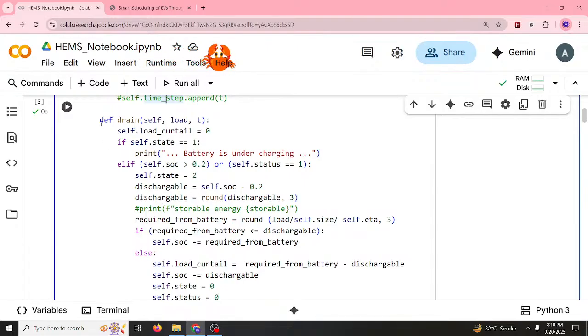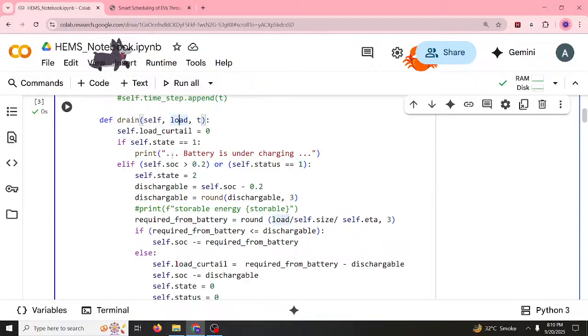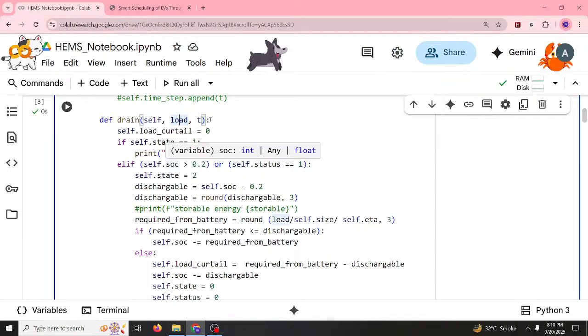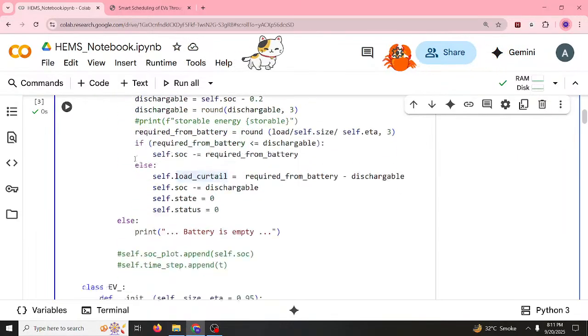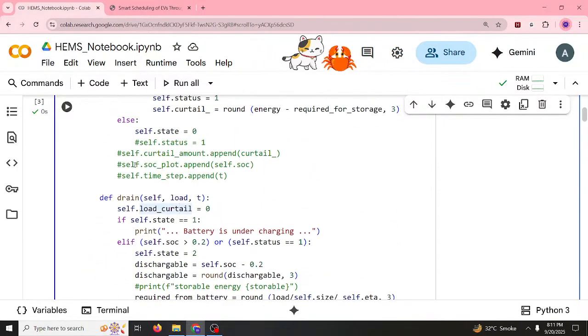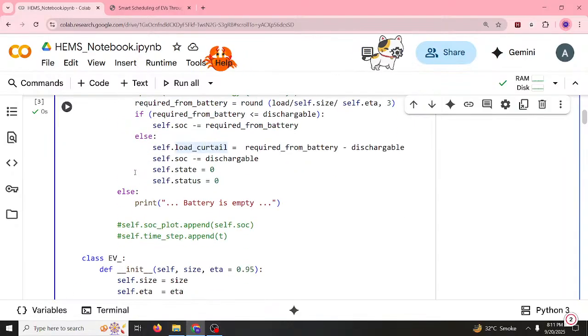So let's say we have to drain some amount of load. It is also energy, but when we drain we call it load, and when we charge we call it energy. For the sake of convenience, you can call it energy or load, it's up to you. So reset this variable, then check if battery state is equal to 1. That means the battery is under charging, so we cannot go into this discharging and we just go outside this loop without returning anything or doing anything.